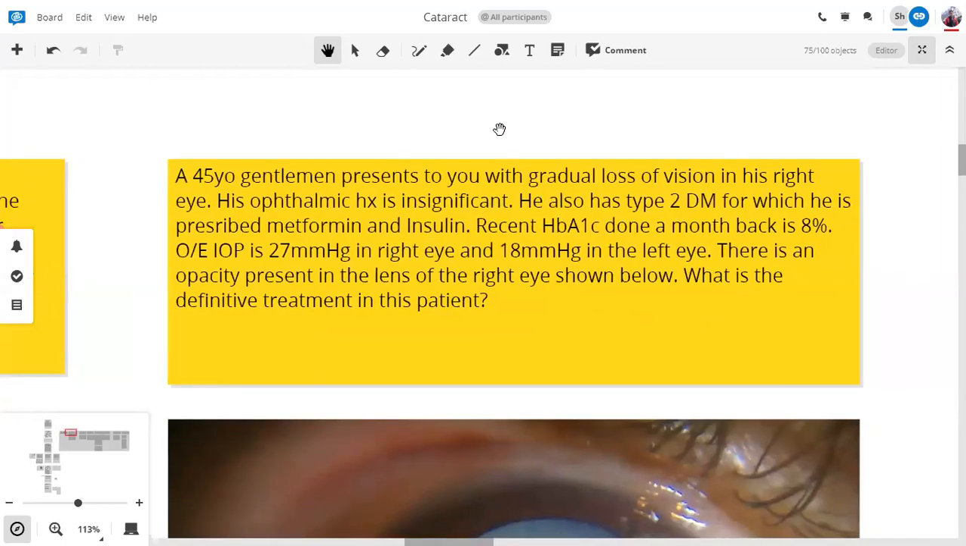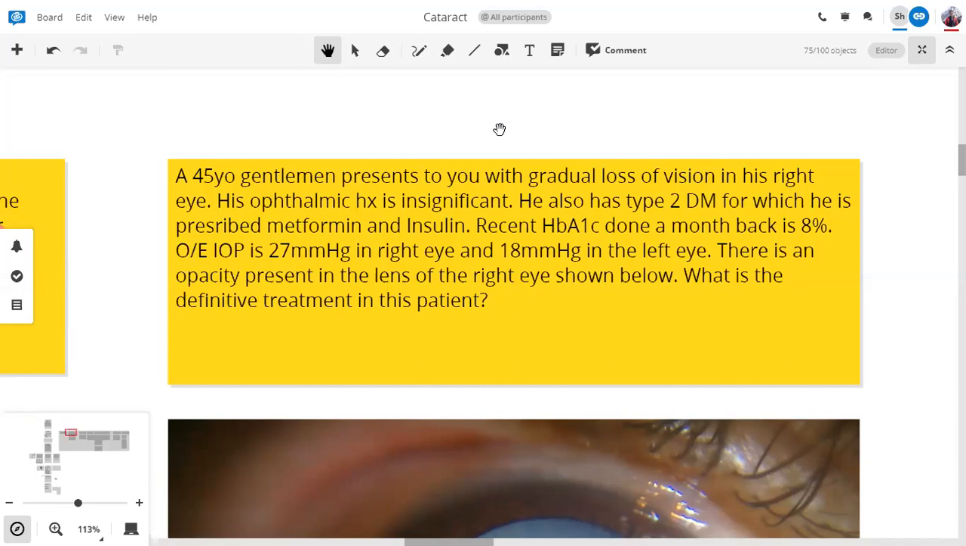Let's come to this scenario. So the last line is in this clinical record, or something which the examiner wants to ask us is, what is the definitive treatment in this patient? By definitive treatment, it's meant that something which will permanently cure the symptoms and permanently cure the disease process. This is in contrast to symptomatic treatment, which only gets rid of the symptoms. So you've been asked a definitive treatment. Now let's focus back on this patient.